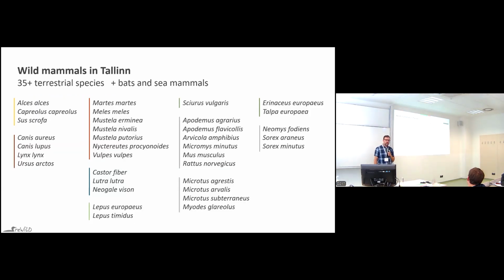Well, we have counted 35 species of terrestrial mammals. This doesn't include bats and sea mammals. Probably the most noticeable are the large mammals, including large carnivores. Of course, they don't have permanent populations in the city, except the jackal, which lives permanently in the city. But the large ungulates, moose, wild boar, and roe deer, also have permanent populations within the city borders.